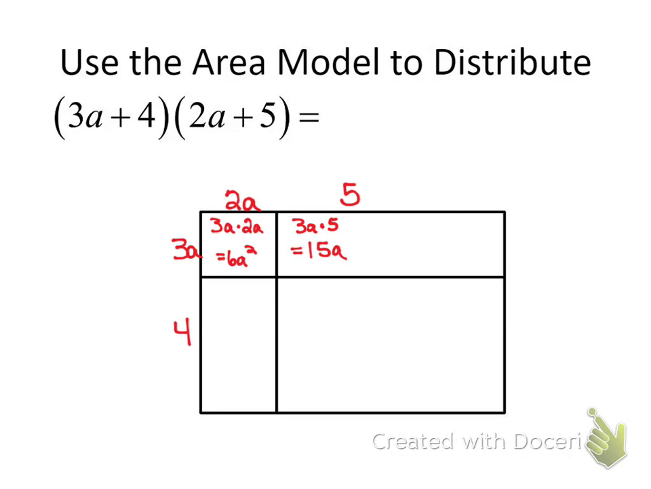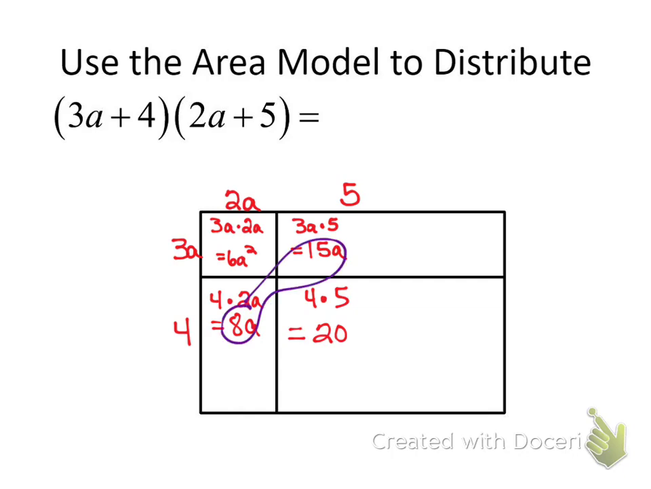Okay, find the area of each rectangle on the bottom for me, Danny. 4 times 2a is 8a. Okay. And 4 times 5 is 20. Okay. Almost done. Next step. Combine. Combine what? 8a and 15a. Okay, because those are your like terms. And then write my final answer.